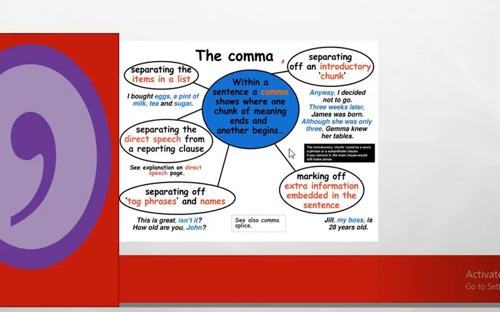Next punctuation mark, the comma, very important. The comma is used to separate the items in a list, to separate an introductory chunk or fragments, to separate the direct speech from a reporting clause, to separate tag phrases and names, to mark off extra information embedded in the sentence.